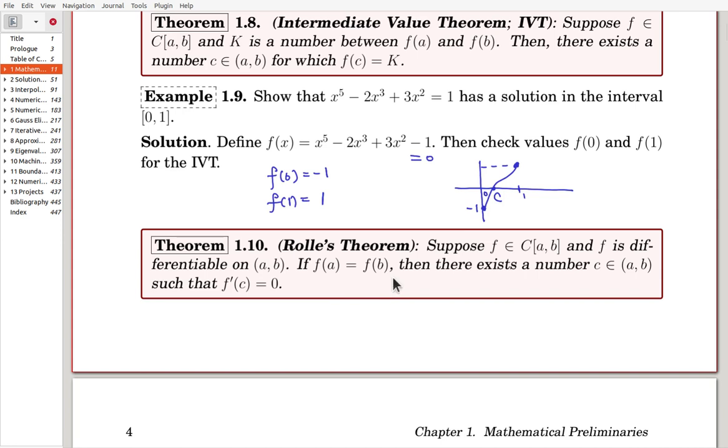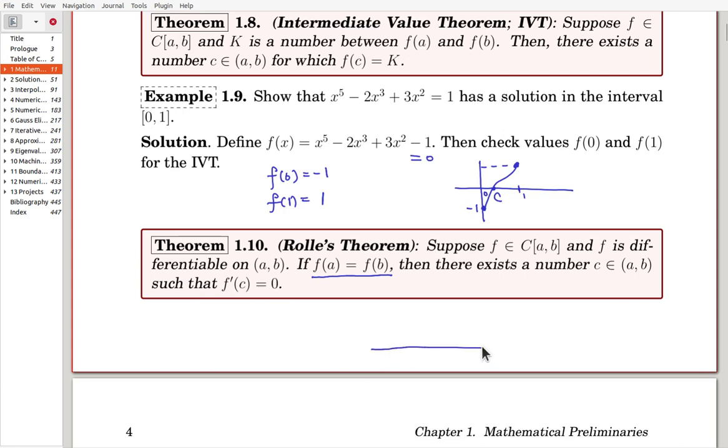Rolle's theorem. We assume f is continuous over the closed interval AB, and f is differentiable. And furthermore, we assume f of A is the same as f of B. Then there is a number C between A and B such that f prime of C is 0. Okay, let's see an illustration here.